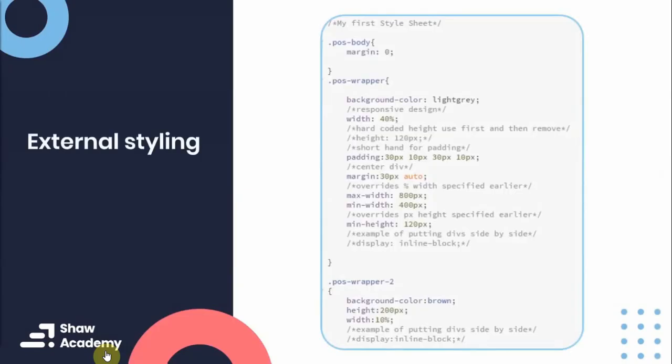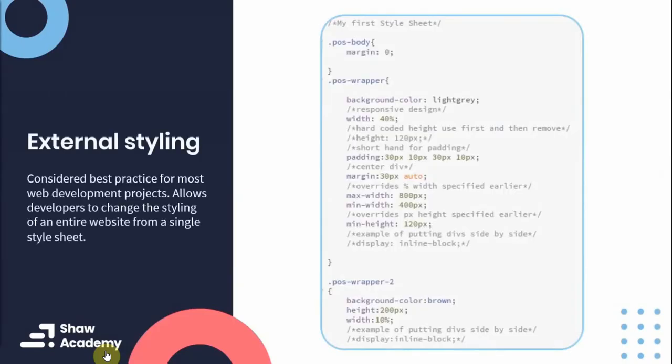So when it comes to external styling, here's an example. And external styling is considered best practice for most web development projects because it allows developers to change the styling of your entire website from one single document as opposed to having multiple documents where you're applying your styling. Now, in this typical example here, what we have is this thing called pos body, and we've styled that with a margin of 0. We have a pos wrapper that we've styled, and we've got a pos wrapper 2 we've styled. Now, each of these elements can exist anywhere inside of our website, but the styling will be applied using one single document. And that's why we always use external styling as a best practice.